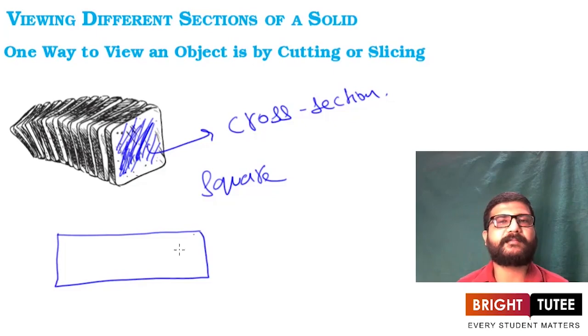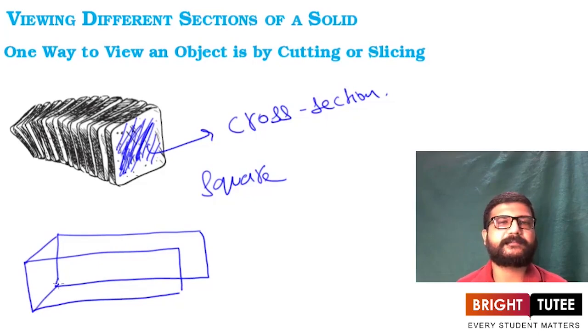Now for example, we can view this also. Now here is another cuboid. This is not exactly a square. So this is a rectangle here. The cross section for this cuboid will be a rectangle. So similarly, we can cut any object and check what is the shape of the cross section. So one way to view objects is by viewing their cross section shape, or we can say by slicing or by cutting the object.